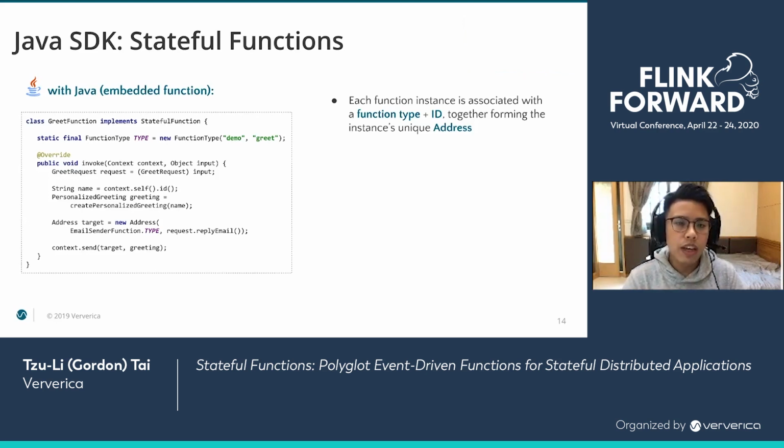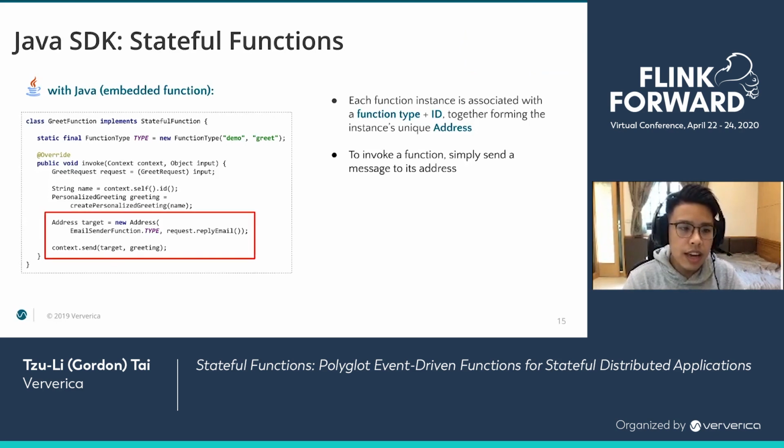Each function instance has a unique logical address, which consists of a type of a function. In this case, the type would be a greet function, and then a unique ID, which in this example is, for example, a user's unique UID.